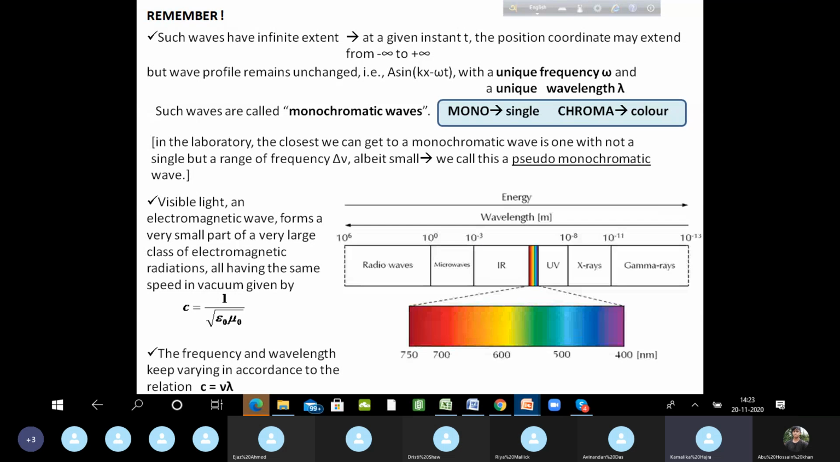This is one thing that you need to remember, that the expression of a plane progressive wave that we come across represents any kind of electromagnetic wave, not only visible light. And this is the portion, a sin(kx minus omega t).